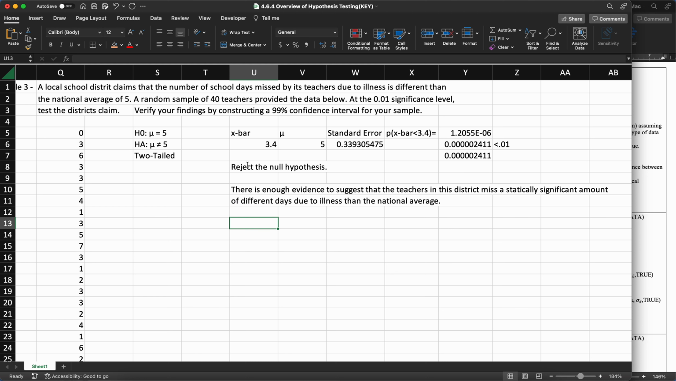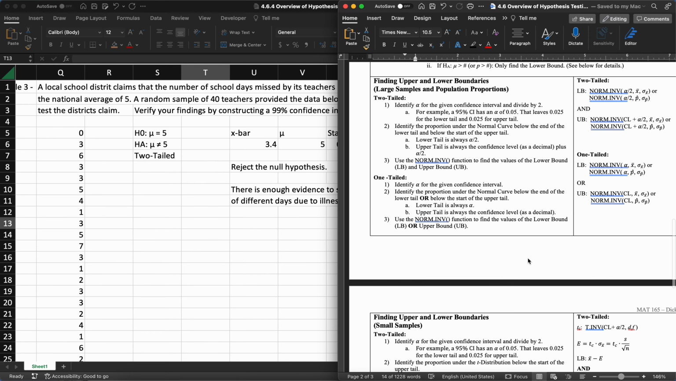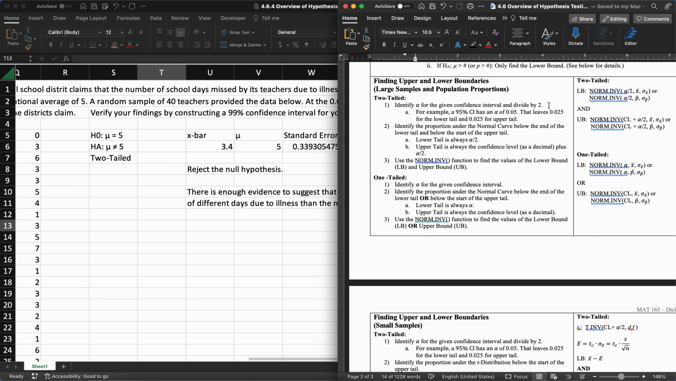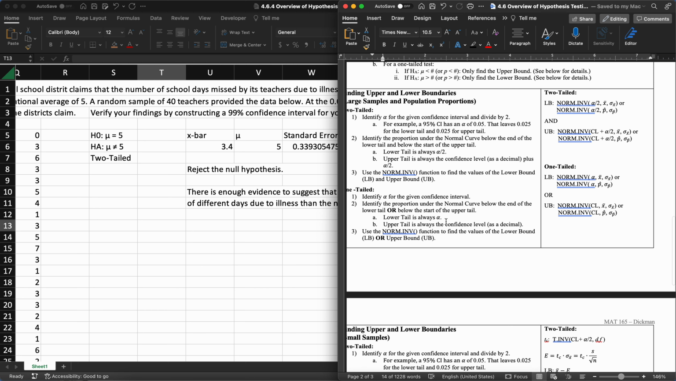So we're rejecting the null hypothesis. Now let's construct the confidence interval that goes along with this. This is two-tailed, and again, this is spelled out here. So we have a two-tailed for large samples. So we need to identify alpha, which is going to be the 0.01. We're going to cut that in half, and that will give us the lower tail and the upper tail proportions that we can then use the norm inverse function with.